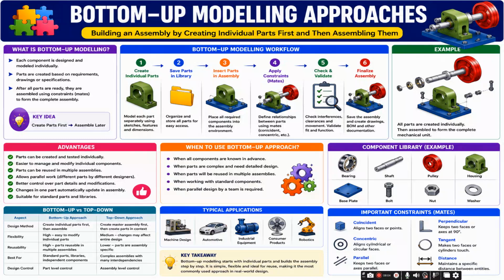Component library, for example: bearing, shaft, pulley, housing, base plate, bolt, nut, and washer. These are examples of the bottom-up modeling approach. The typical applications: machine design, automotive, industrial equipment, consumer products, and robotics. Important constraints: coincident, concentric, parallel, perpendicular, tangent, and distance.